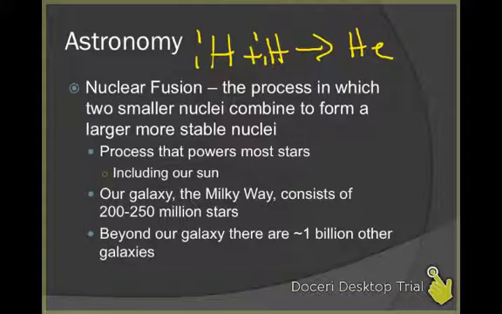Now, not all stars do hydrogen plus hydrogen giving us helium. That's why some stars are different colors. Not all stars burn the yellow color our sun does, right? Every star burns a slightly different color based on what type of fusion they do. Our galaxy, the Milky Way, consists of between 200 to 250 million stars. Beyond our galaxy, there are approximately 1 billion other galaxies that also have stars.